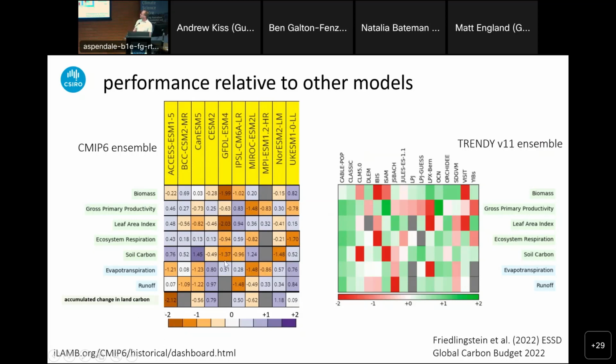In contrast, CABLE-POP, when it's been compared against the TRENDY version 11 ensemble, is doing reasonably well across all of these metrics. Interestingly enough, Pierre Friedlingstein did not present the equivalent accumulated land carbon through time.